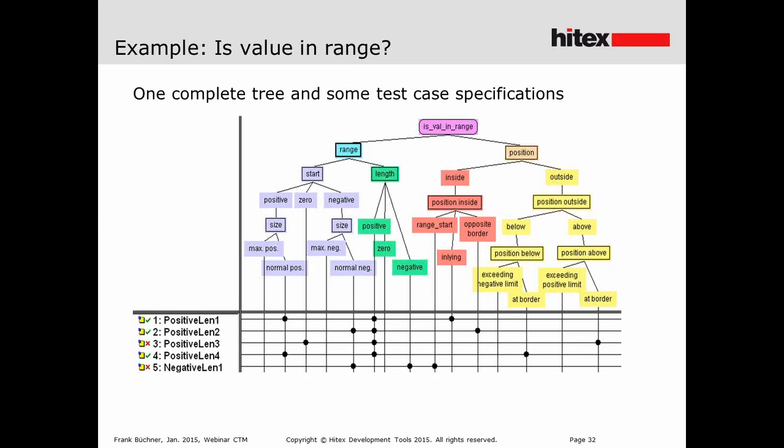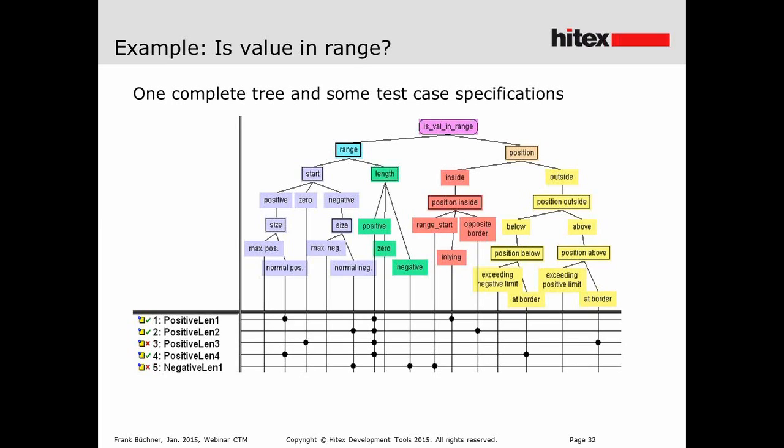One word about boundary values. The tree would also be syntactically okay if I would not have this red cluster here, position inside. But I have introduced it to make sure that boundary values are included in the test. And you see it here. I have the position inside, at the start of the range. This means in test cases here, the start of the range is involved. And also in test cases from this class, the opposite border of the range is involved. Opposite border means the last value which is inside the range.